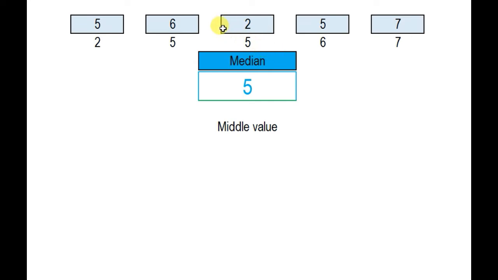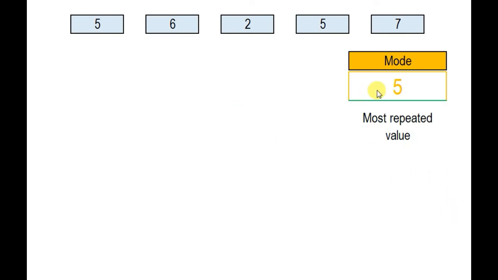Okay, now let's discuss the third one, which is the mode. And what is mode? To find the mode, we simply look for the value which is repeating the most. The most repeated value of data is known as mode. If you look at this data, 5 is appearing a total of 2 times, 6 1 time, 2 1 time, and 7 is also 1 time. That means 5 is the value which is occurring the most, 2 times. So the mode of this data should be 5.